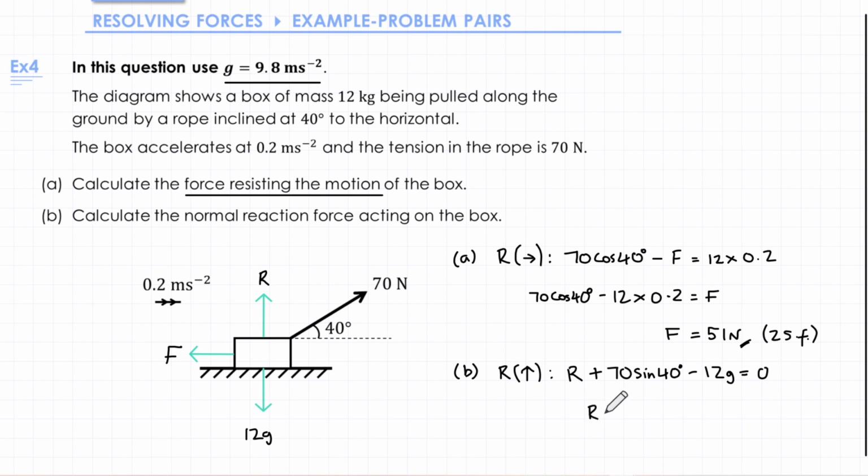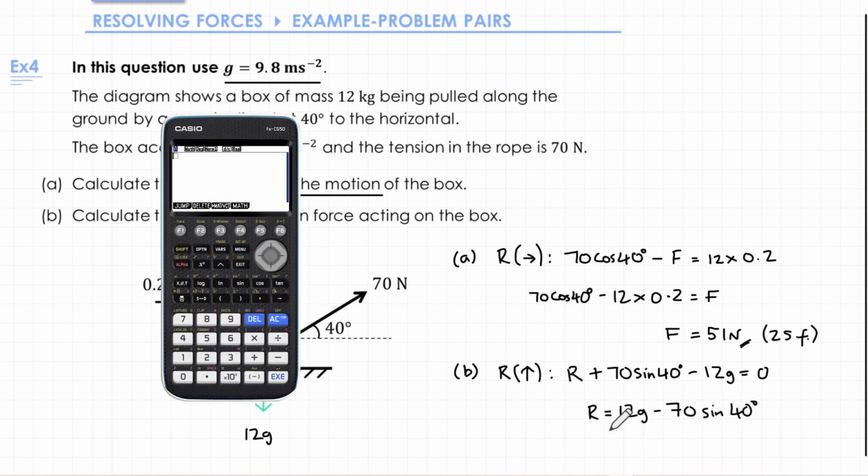Rearranging, we get R equals 12g minus 70 sine 40. And if we pop that into our calculator, we get 73 newtons if we round to two significant figures.